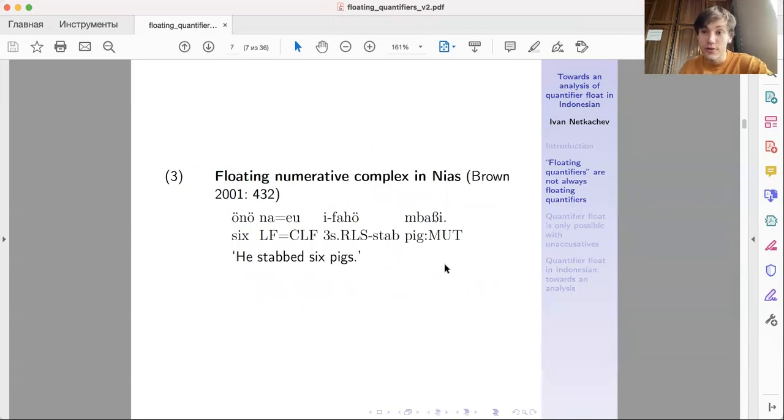And you can also find similar examples in yet another Malayo-Polynesian language, Nias. Here in 3, you can see that the quantifier six, together with the classifier, occurs at the left periphery of the clause, while the noun occurs after the main clause predicate.